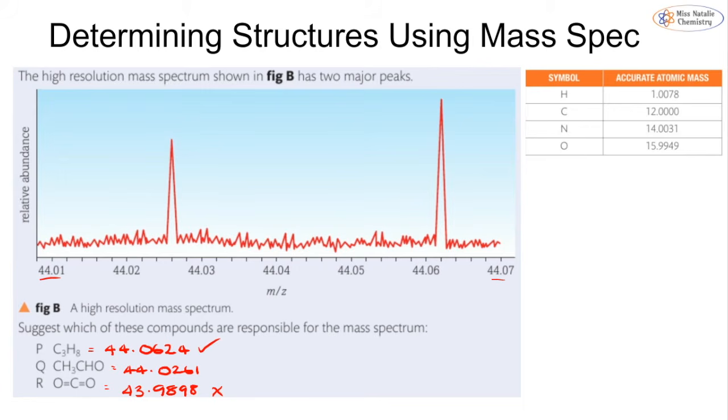However, the propane and the ethanol are both present because those are the peaks that relate to 44.0624 and 44.0261. So again, just being slightly more accurate in terms of the values that we use. And we'll come back to looking at how mass spectrum works in conjunction with chromatography a little bit later on.